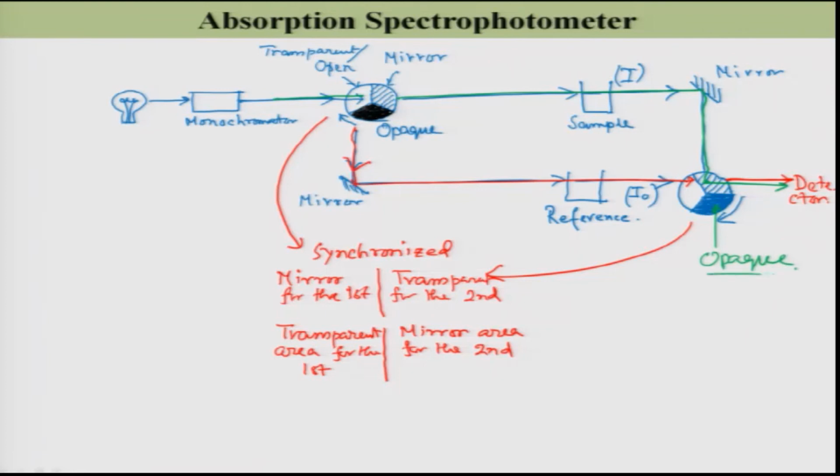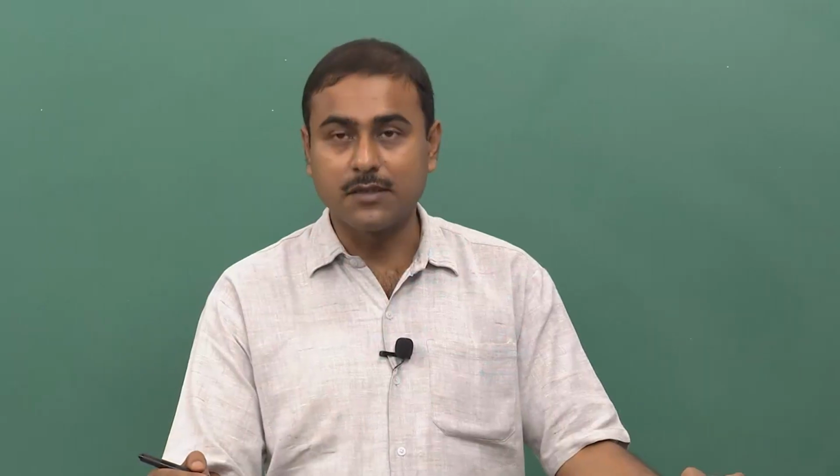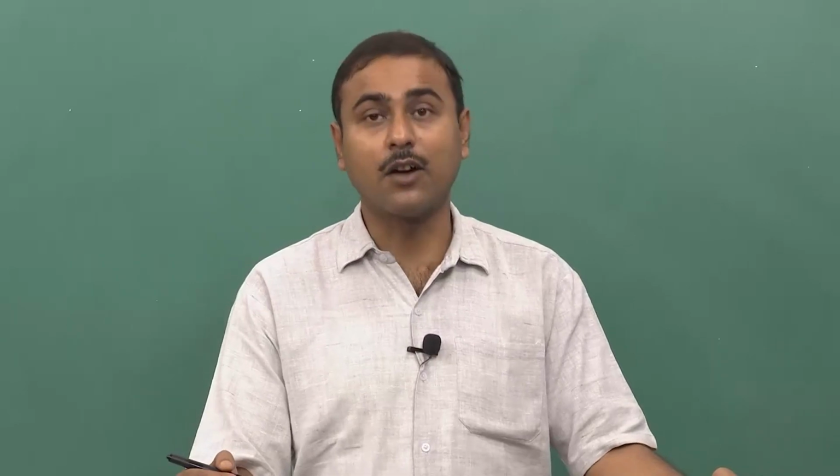This is also an important part, this opaque region, and with this we can minimize the error in the measurement of I and I0, because with this we can eliminate the dark count of the detector.